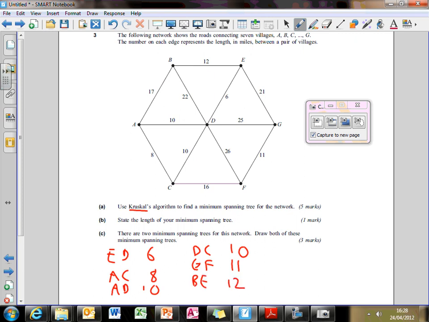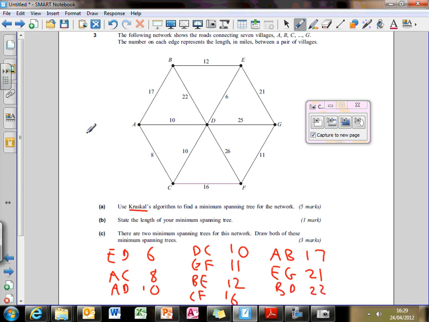The next shortest after that is C to F at 16? Let's just double check. I think it is C to F, which is 16. And the next shortest after that is A to B, which is 17. And after that, it's going to be E to G, which is 21. And then B to D, which is 22.